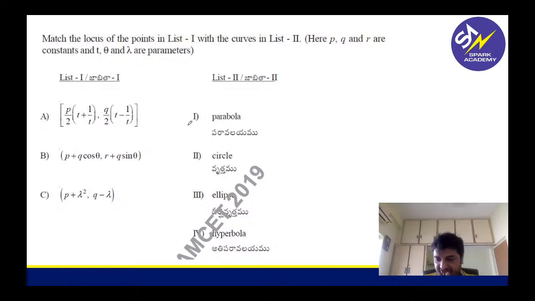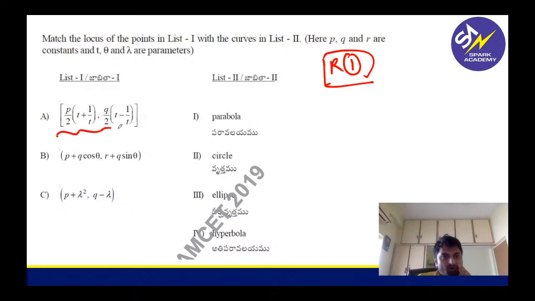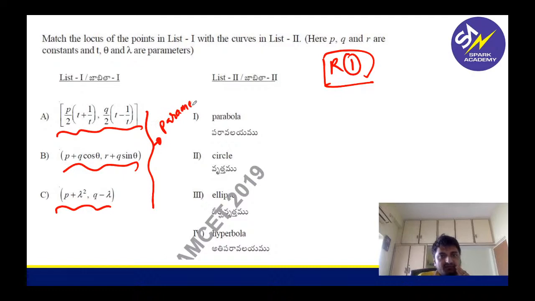Now the second question, which is the 42nd question, guys. Can you tell me what this is? This is again a very simple round 1 question. What are these forms called? These are parametric forms, right? Everything has a parameter. Here theta is the parameter, here p is the parameter, here t is the parameter. These are all parametric forms.